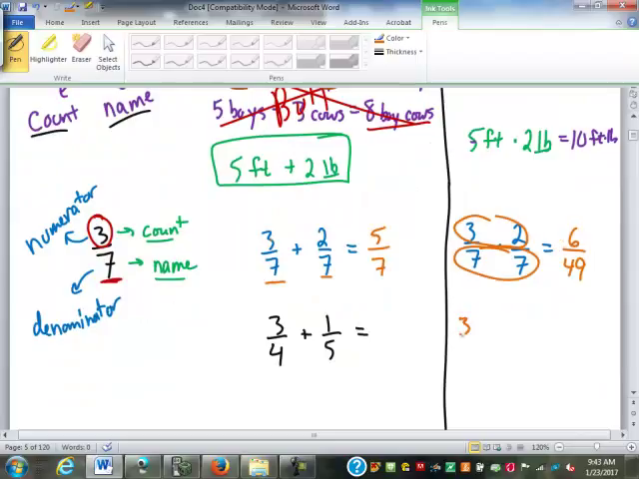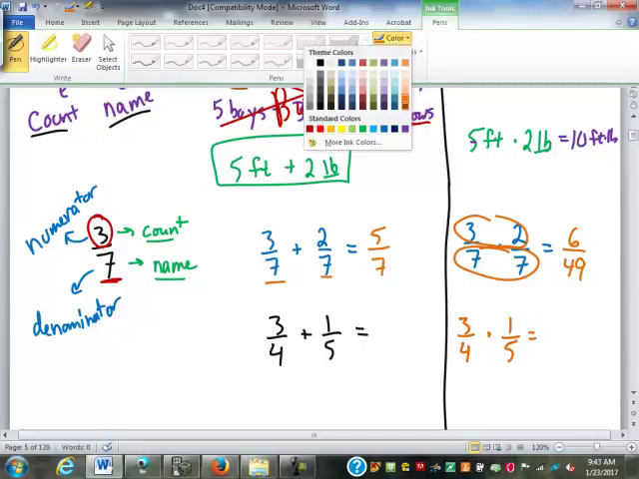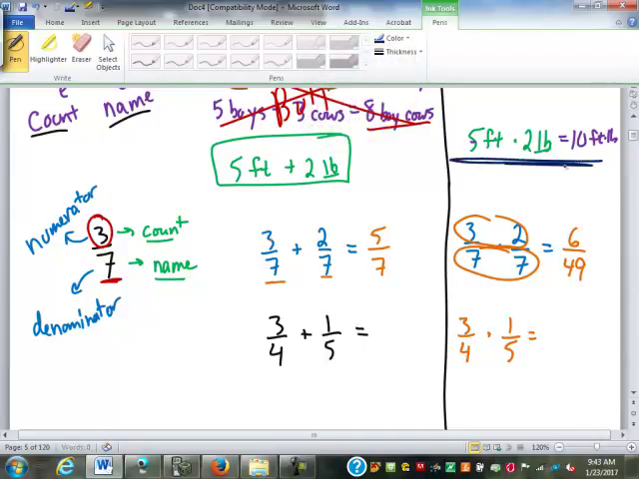If I have my 3/4 times 1/5, we do not need common denominators. When we multiply, we don't need to have the same names. We just combine the numerators, combine the counts. 3 times 1 is 3, and then also combine the names. 4 times 5 is 20. So all those special rules we learned for working with fractions are the same rules for whole numbers. They just look different because fractions look a little different.